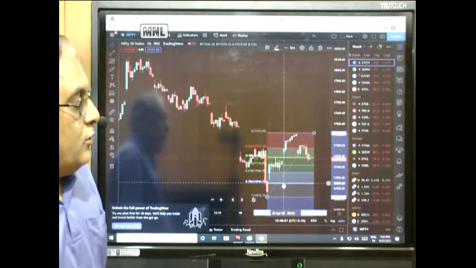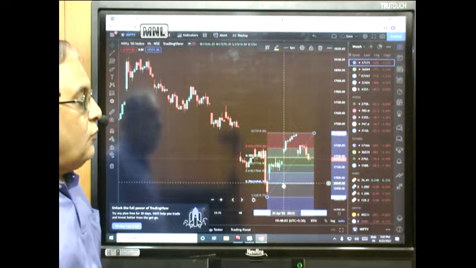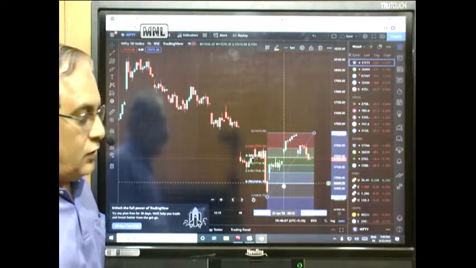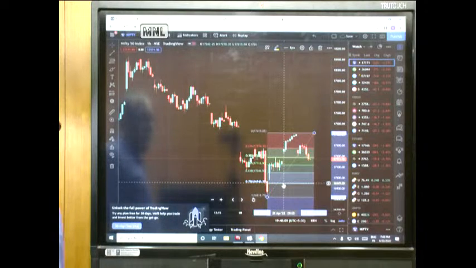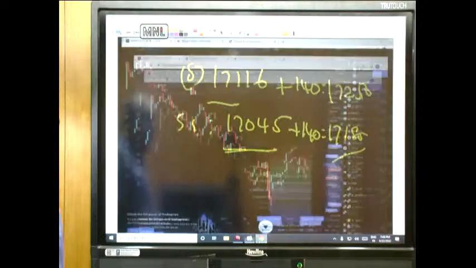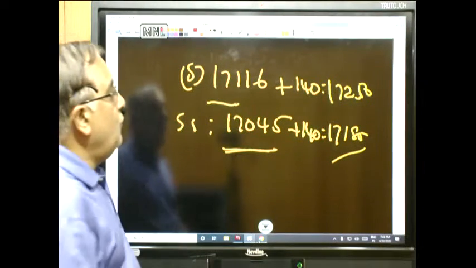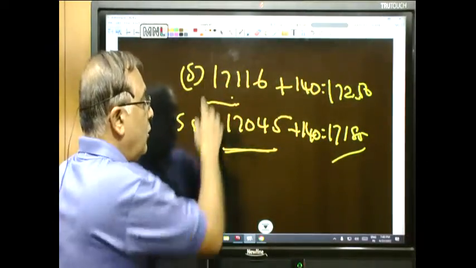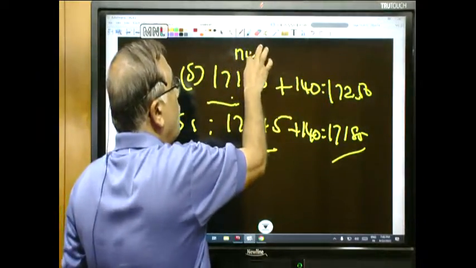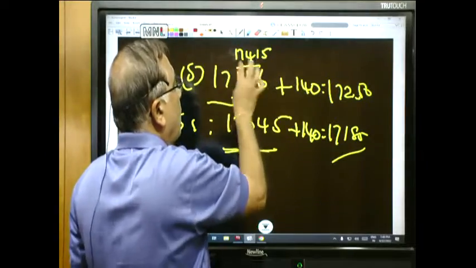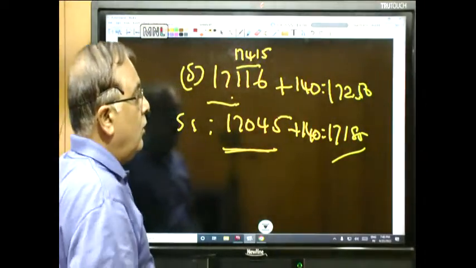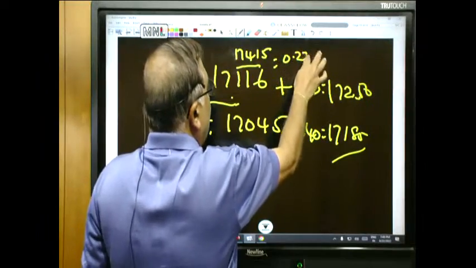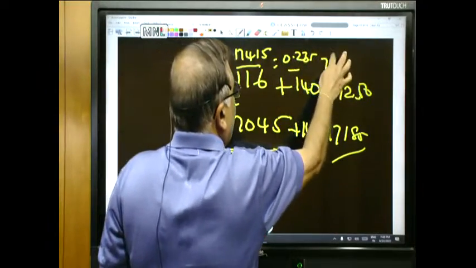So if you buy at 17,045, the stop loss will come at 16,946. To overcome that problem, just wait for a fall. Let us say it comes to 17,116 or approximately that. So it has fallen from 17,415 to 17,116. For the 300 rupees, the 0.235% is around 70 paise.